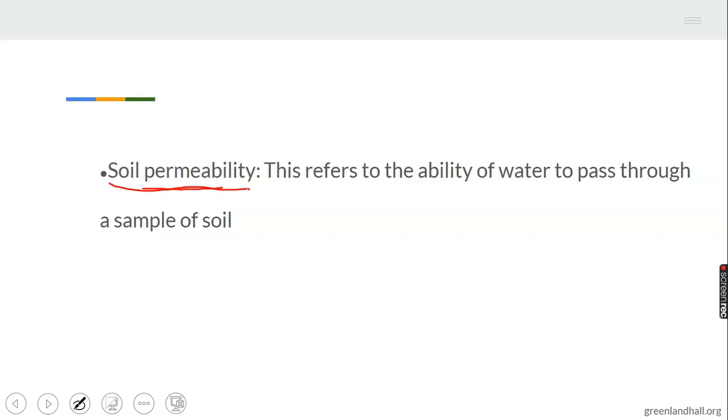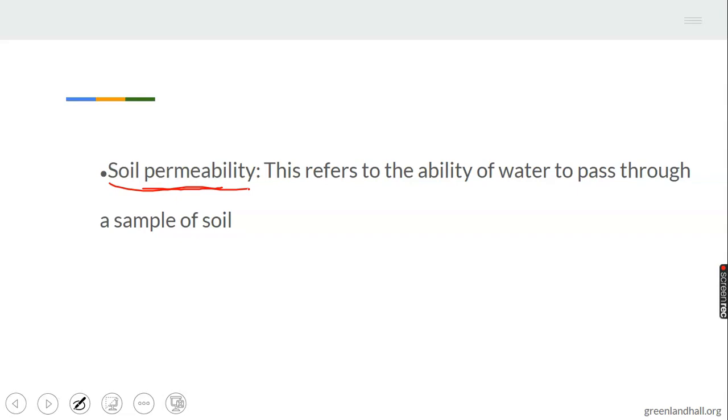I've told you how you can identify with the color. You can identify a sandy soil, a loamy soil, and a clay soil with the color and the texture as well, which is the degree of fineness or coarseness of a soil. Sandy soil is coarse. Clay soil is fine. Take note of that.